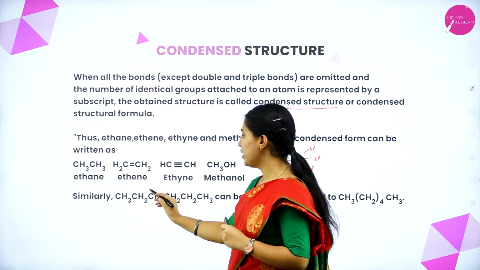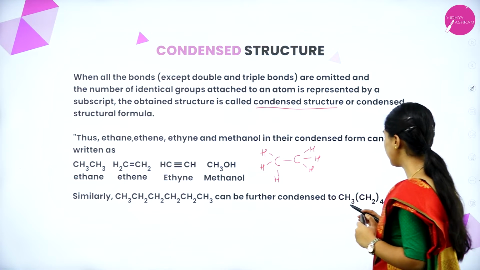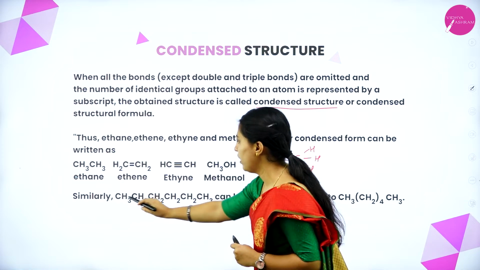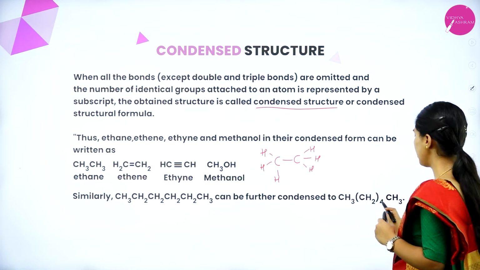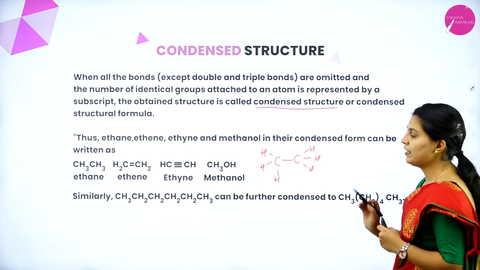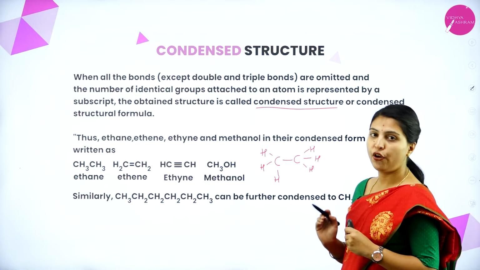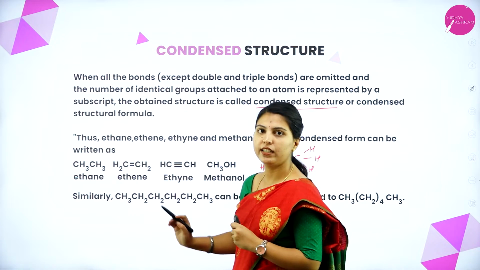Similarly, CH3, CH2, CH2, CH2, CH2, CH3 can be further condensed as CH3. First one: how many CH2s are present? 1, 2, 3, 4. See here, CH2 in brackets, you have to write externally 4, and the remaining CH3. This is a condensed formula. If you want to expand this, you can write it in this form.